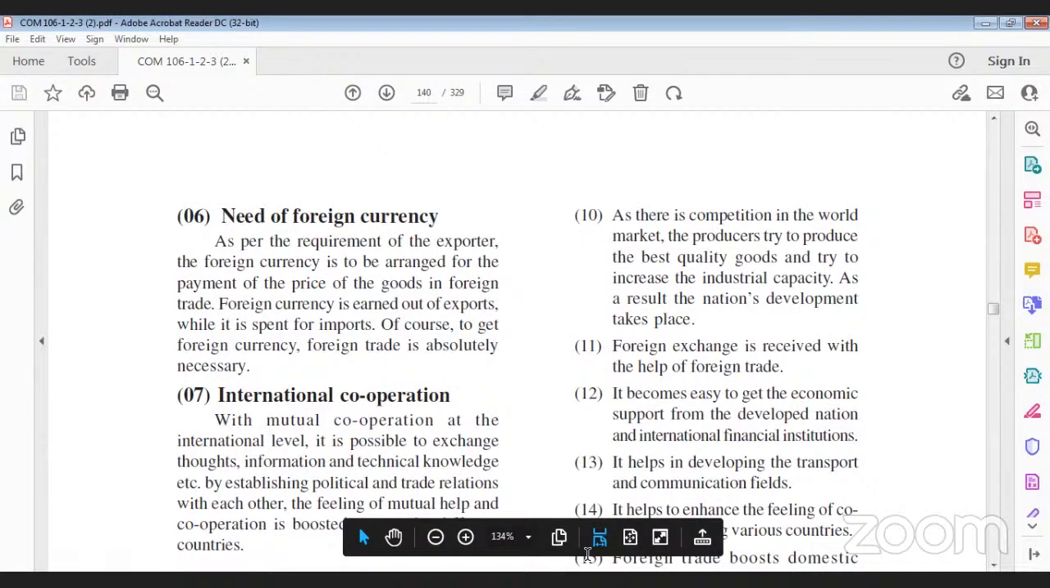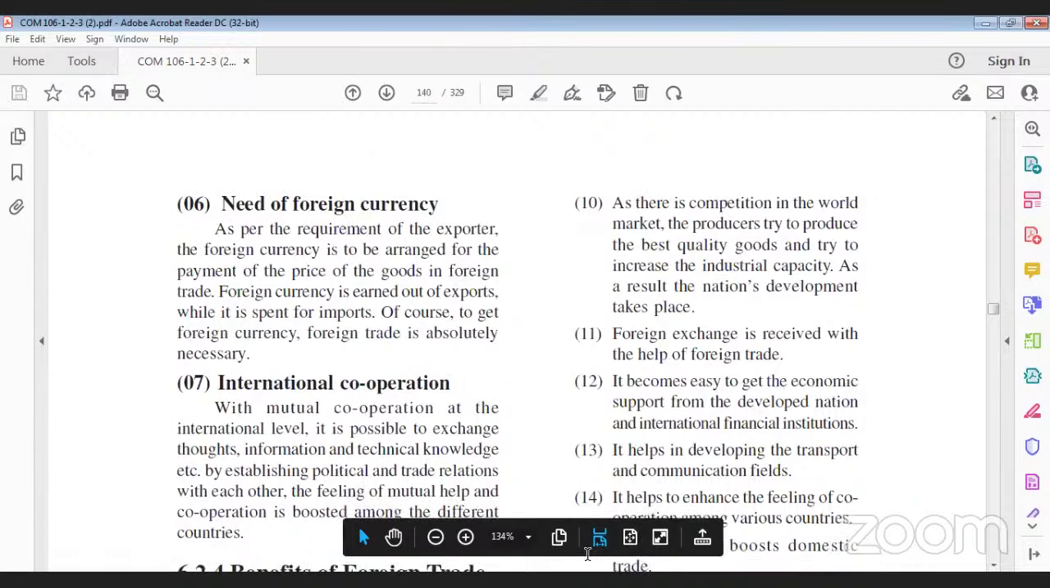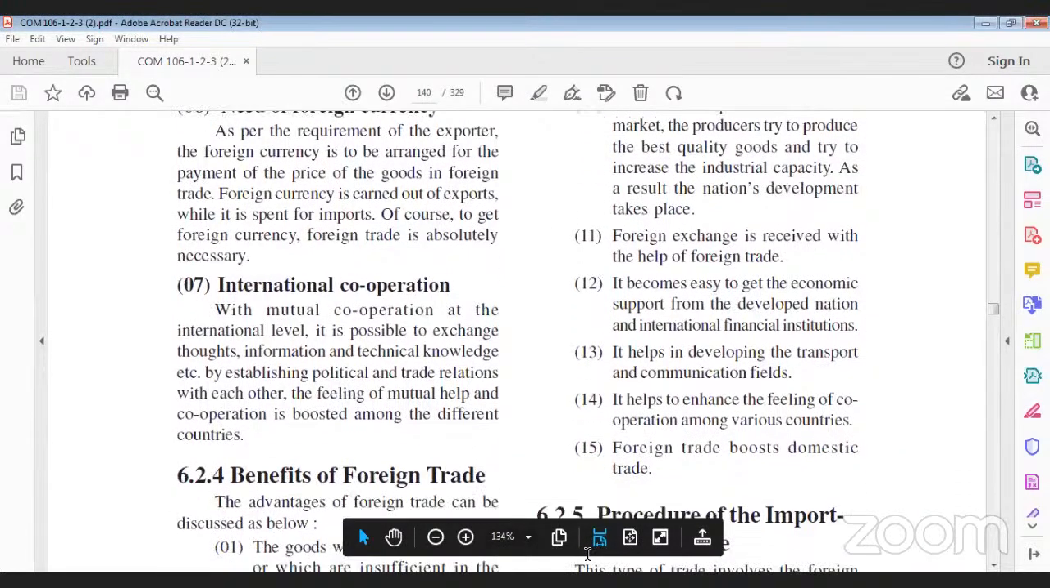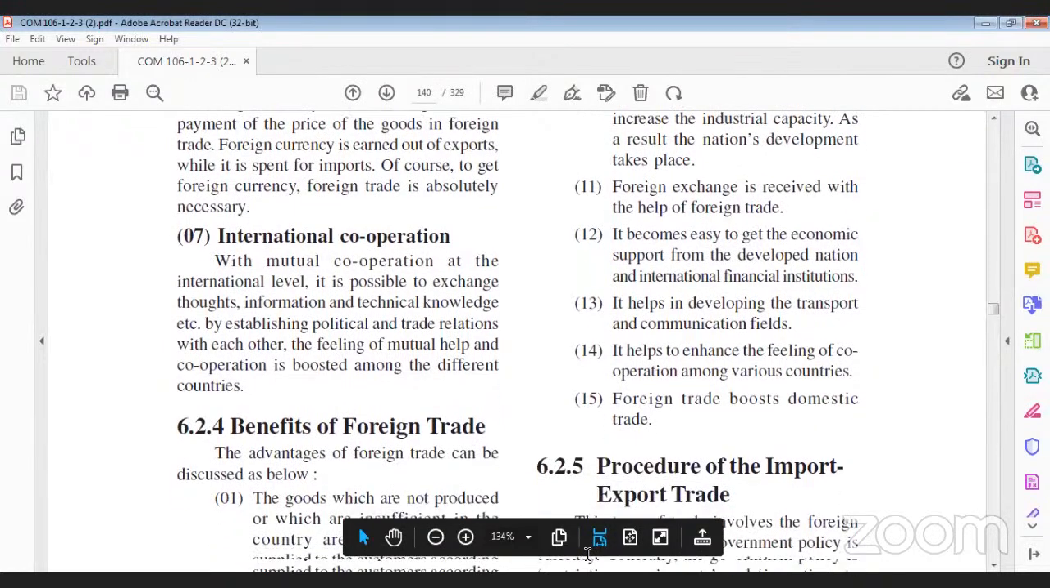The 12th point is that it becomes easy to get economic support from the developed nations and international finance institutions. Then the 13th point is that it helps in developing the transport and communication field. The 14th point is that it helps enhance the feeling of cooperation among various countries. And the 15th point is that foreign trade boosts domestic trade also. So these are some of the benefits of foreign trade.